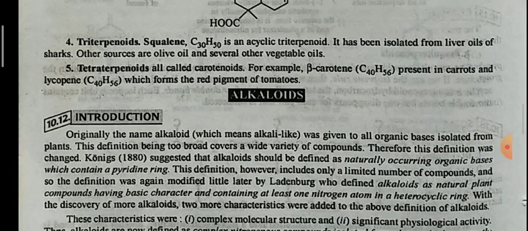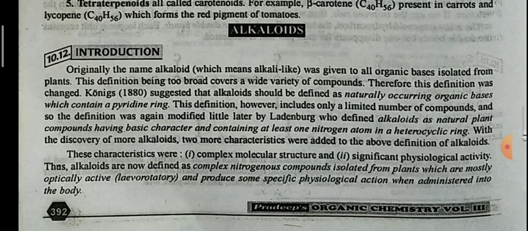Alkaloids. Introduction. Originally, the name alkaloid, which means alkali-like, was given to all organic bases isolated from plants. This definition, being too broad, covers a wide variety of compounds. Therefore, this definition was changed. Königs in 1880 suggested that alkaloids should be defined as naturally occurring organic bases which contain a pyridine ring.